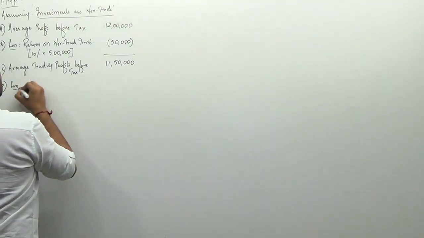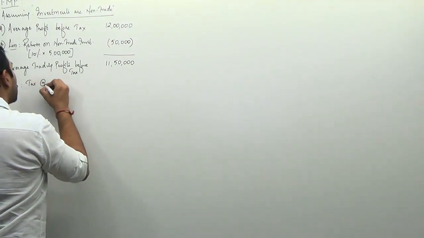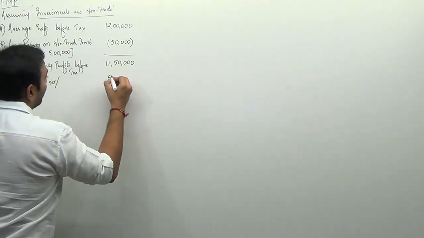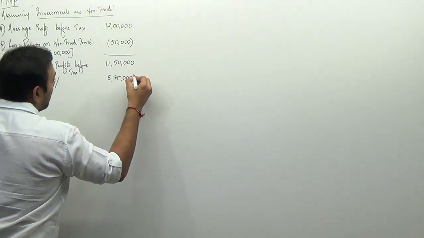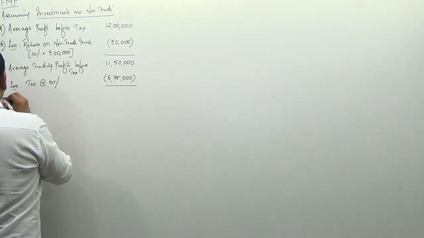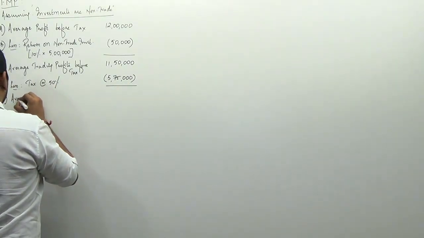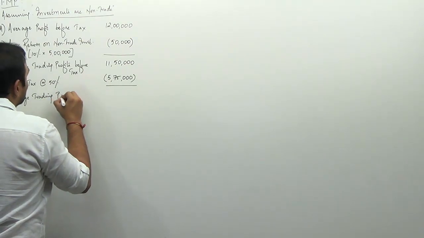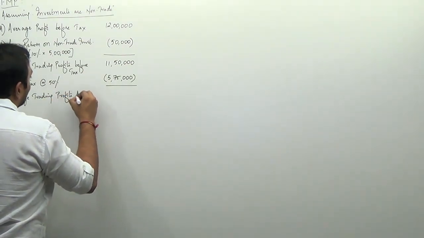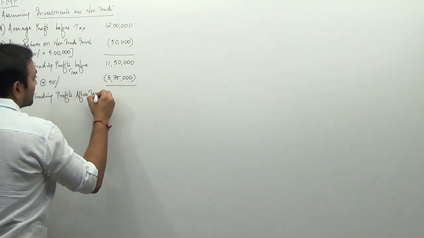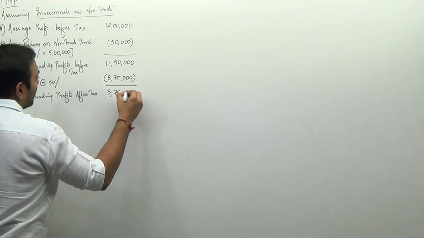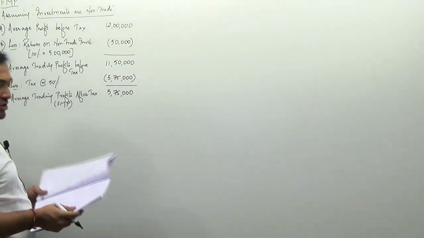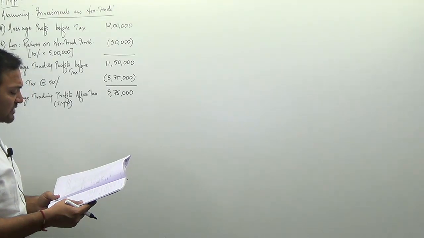Then deduct tax. Less: tax at the rate of 50%, 5,75,000. Average trading profits after tax is 5,75,000. You can consider this as FMP as well, because it's already given as after tax. There are no further adjustments which are supposed to be made.